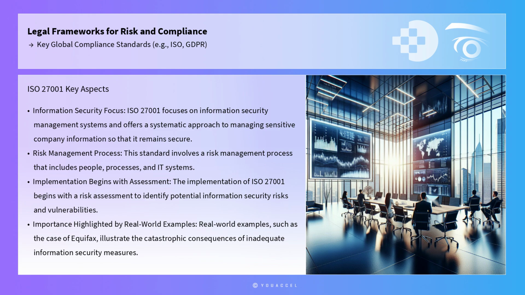The implementation of ISO 27001 begins with a risk assessment to identify potential information security risks and vulnerabilities. Subsequently, organizations are required to establish an ISMS policy, define the scope of their ISMS, and select appropriate control measures to mitigate identified risks. Real-world examples, such as the case of Equifax, illustrate the catastrophic consequences of inadequate information security measures, thereby underscoring the importance of adhering to standards like ISO 27001.